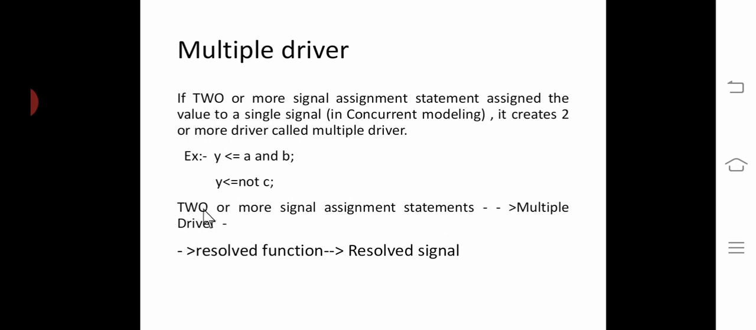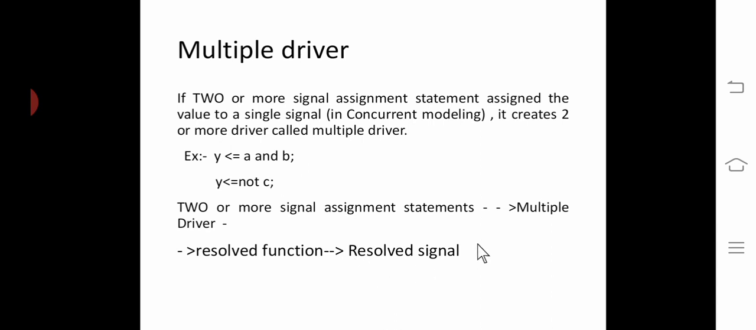Okay, next comes the solution. How to solve this? That means here two values are assigned. Which value is going to be the output? To solve this, we have to use the resolved function. These outputs are given to this resolved function, and from this we are going to take the output. That output is called the resolved signal.